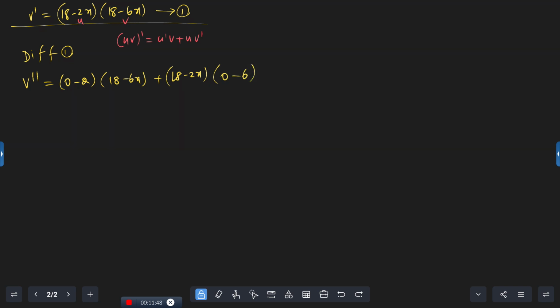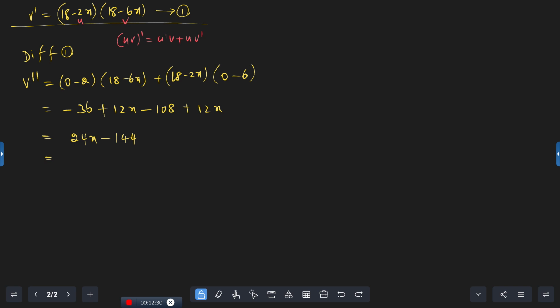Now simplify this. If you multiply the minus 2 inside, minus 2 into 18 is minus 36. Minus into minus plus 12x. Minus 6 if you bring inside, minus 108, plus 12x. Listen carefully. Minus 12x plus 12x is 24x, minus 108 minus 36. Both we have to add. What am I getting then? 144.